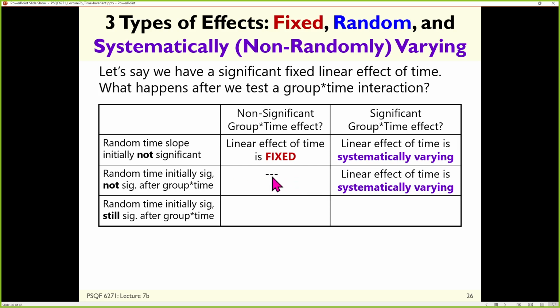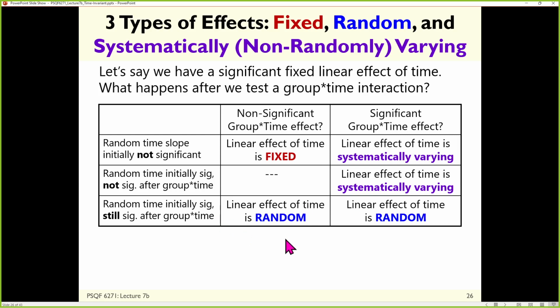This box has a blank set of lines because it can't happen. The only way that the random slope variance would go away is because something had to have explained it. The last row then is the situation in which you initially had individual differences in linear change, and it's still there even after you control for group differences in the linear slope, in which case I'd use the word random. So this bottom row would be like, yes, everybody needs their own slope, but everybody still needs their own slope after controlling for group. So there's something else that's causing slope differences that we don't know about yet.